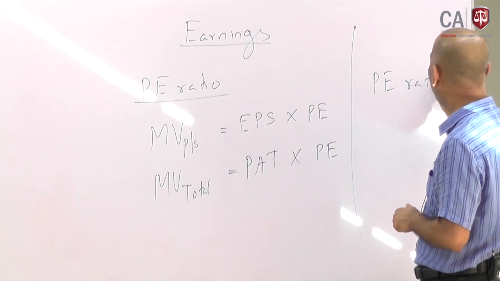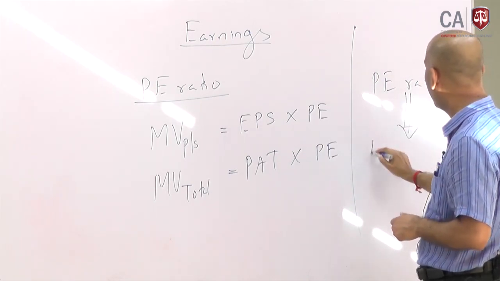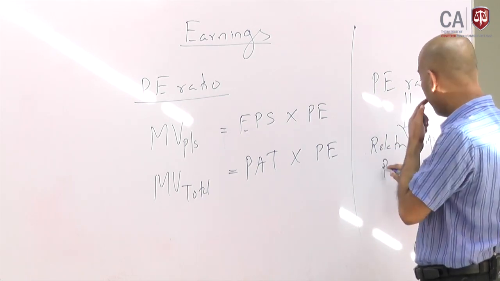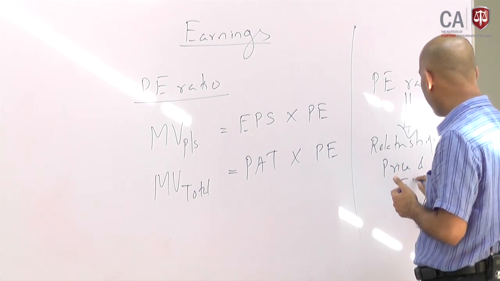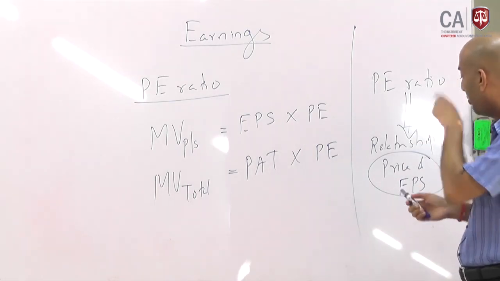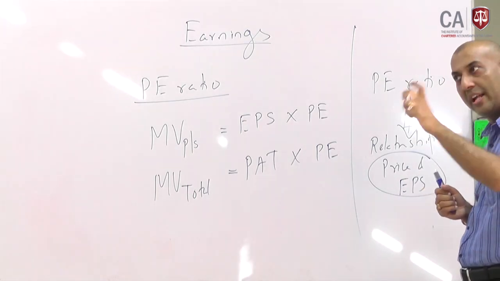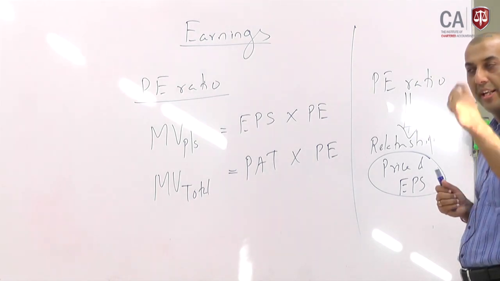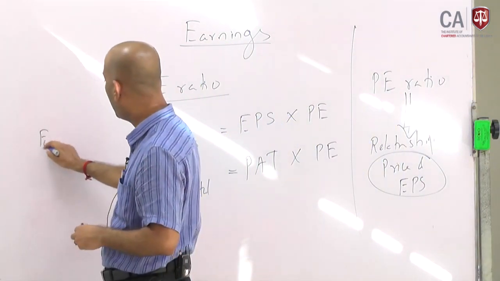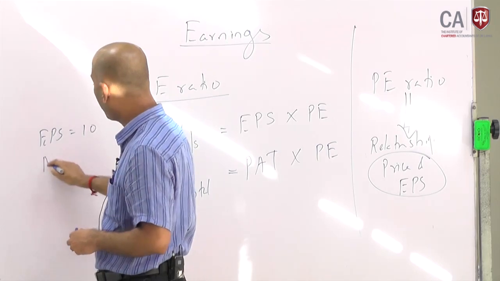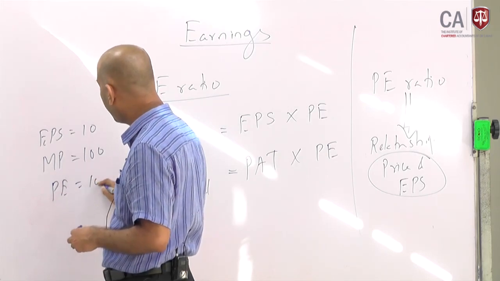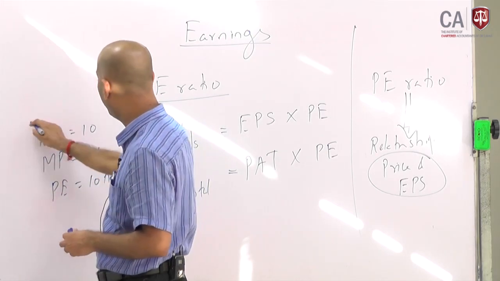The price earning ratio is basically the relationship between market price and earning per share in a given context. If you take any company, you will have a listed price and that company will have earning per share. For example, earning per share is 10 rupees and the market price of the same share is 100 rupees. So your price earning ratio is 10 times.